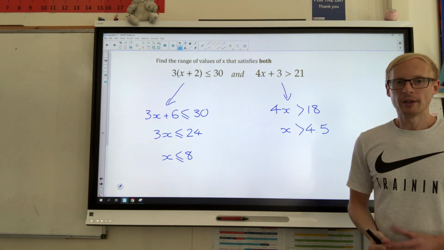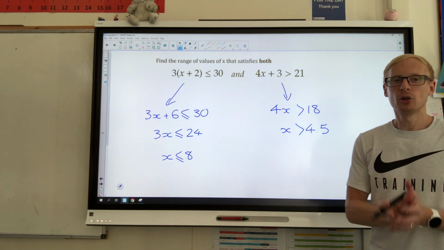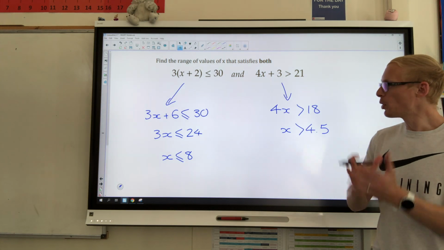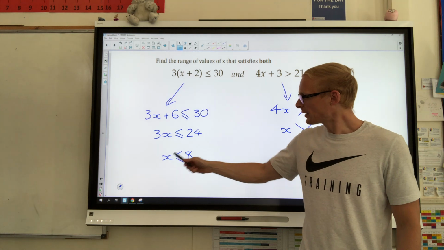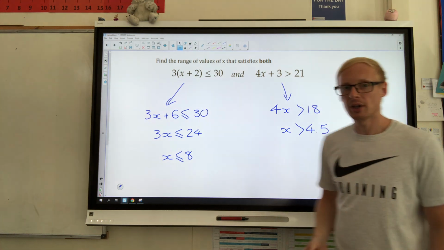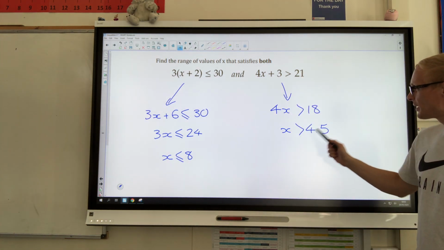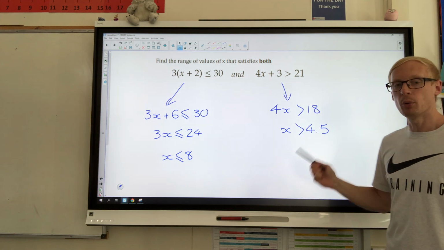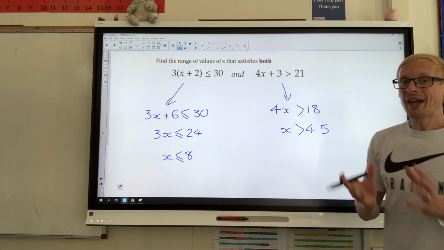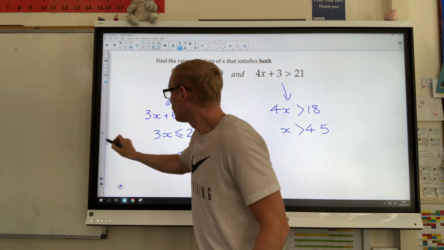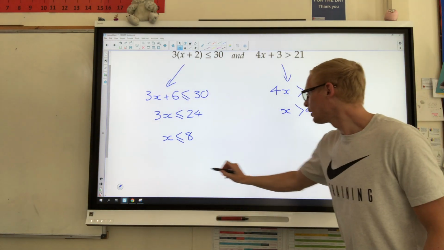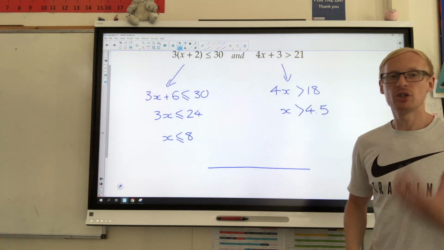Okay, now at this point, we want to write down one set of solutions that work for both inequalities. So this one is saying that x is less than or equal to 8. This one is saying x is greater than 4.5. Now you can go straight to just putting those into one inequality, or if you wanted to, you can try and draw them quickly onto a number line and just see them visually.